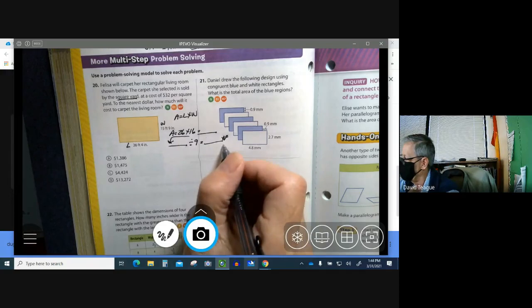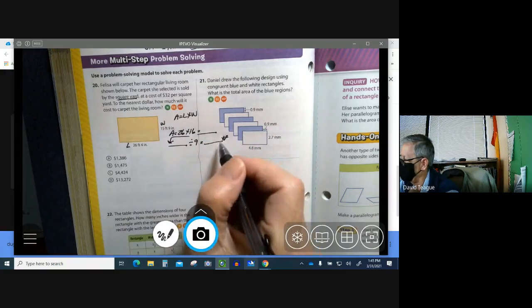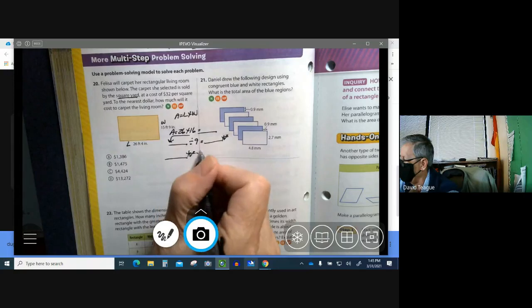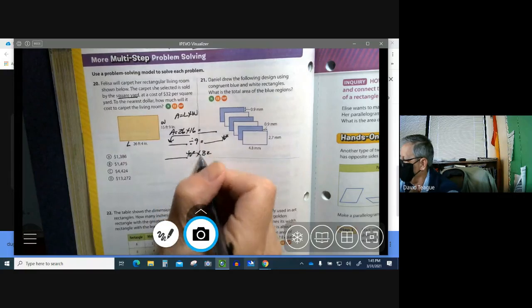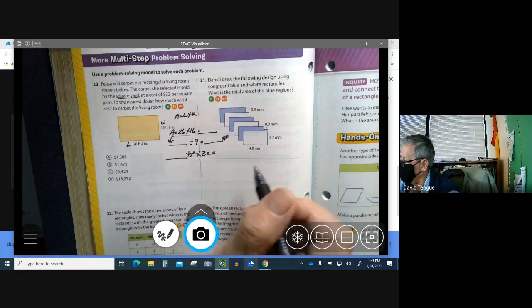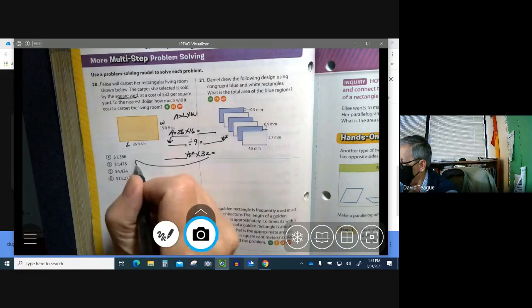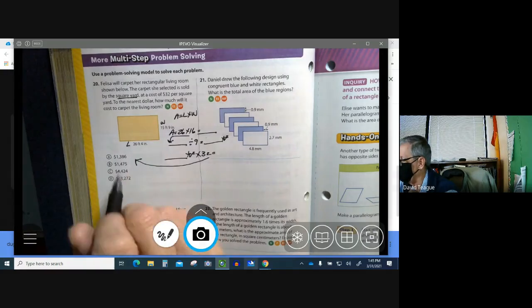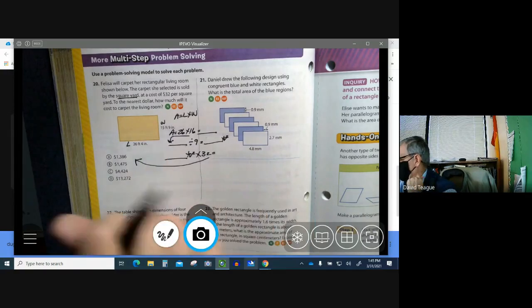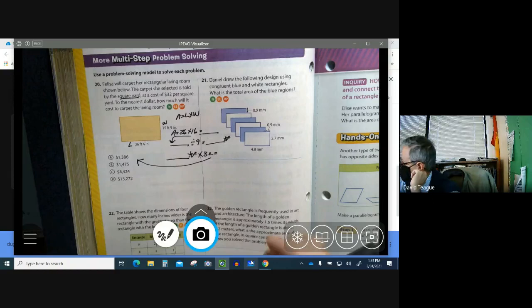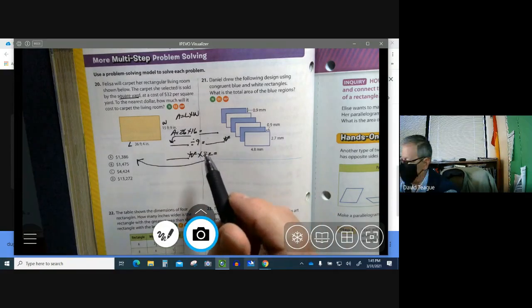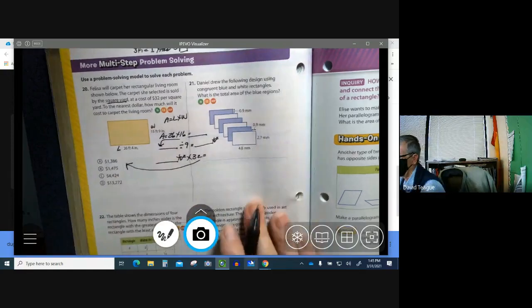Well, that gets me square yards, but I still don't know my cost. So you're going to have to take your yards squared times 32. And that'll give you your answer over here. It may not be exact, but you'll know which one's the right answer. Okay. And I'm not quite sure what they did or what I'm doing wrong. But anyway, this will get you the right answer.